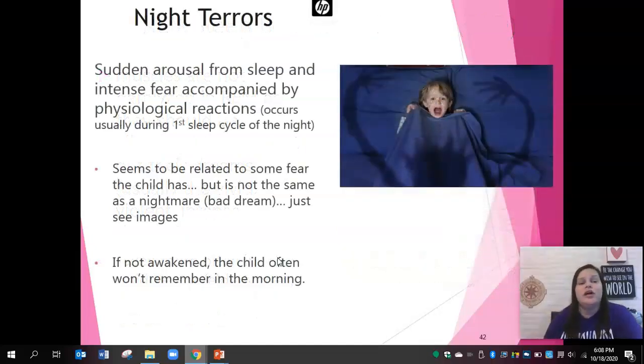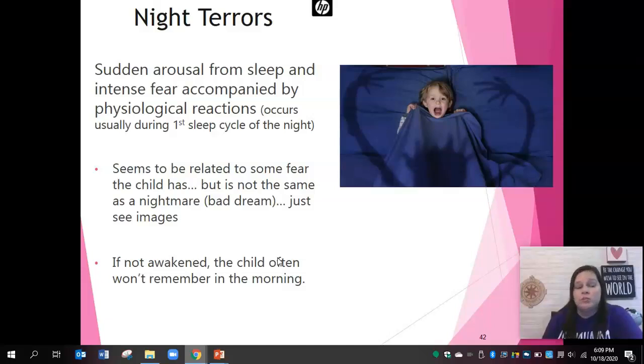Night terrors are more common in children, but they can also be a side effect of PTSD. The person suddenly wakes up from sleep. They're feeling a physiological reaction, with their heart rate up, sweating. Usually it happens in the first sleep cycle of the night, so earlier in the night, but it happens in deep sleep, so stage 3 or 4 of their first sleep cycle.